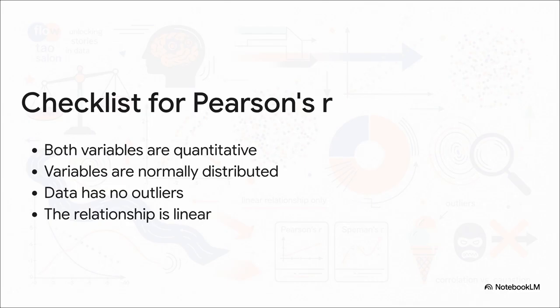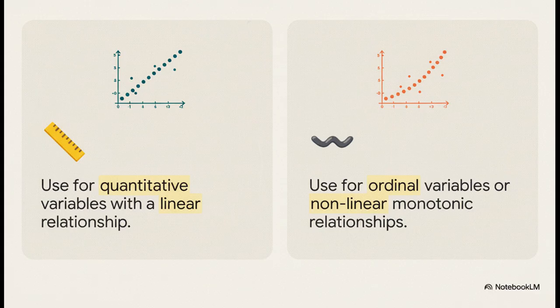And finally, and this one is the big one, Pearson's R only works if the relationship you're looking at is linear. It has to look like a straight line, not a curve. So what do you do if your data doesn't tick all these boxes? Let's say your data follows a curve, or you're working with ranks like first, second, third. Well then, you just need a different tool. That's where something like Spearman's correlation comes into play, which is built for exactly those kinds of situations.